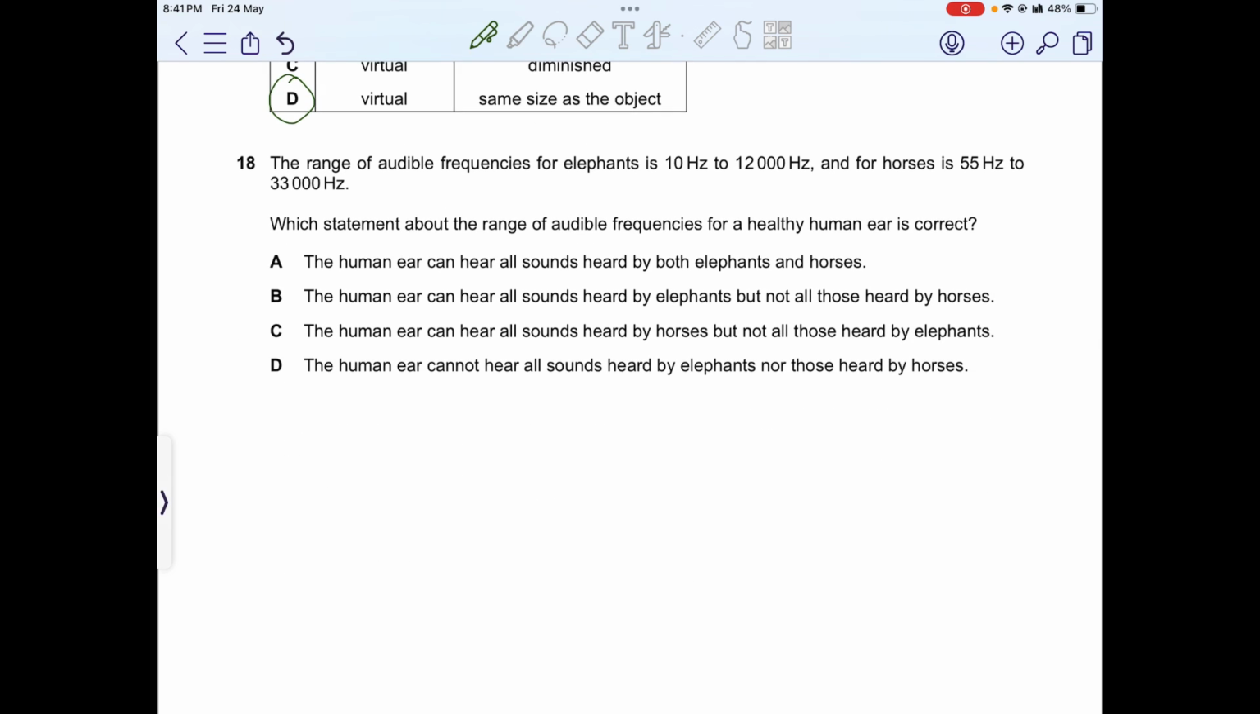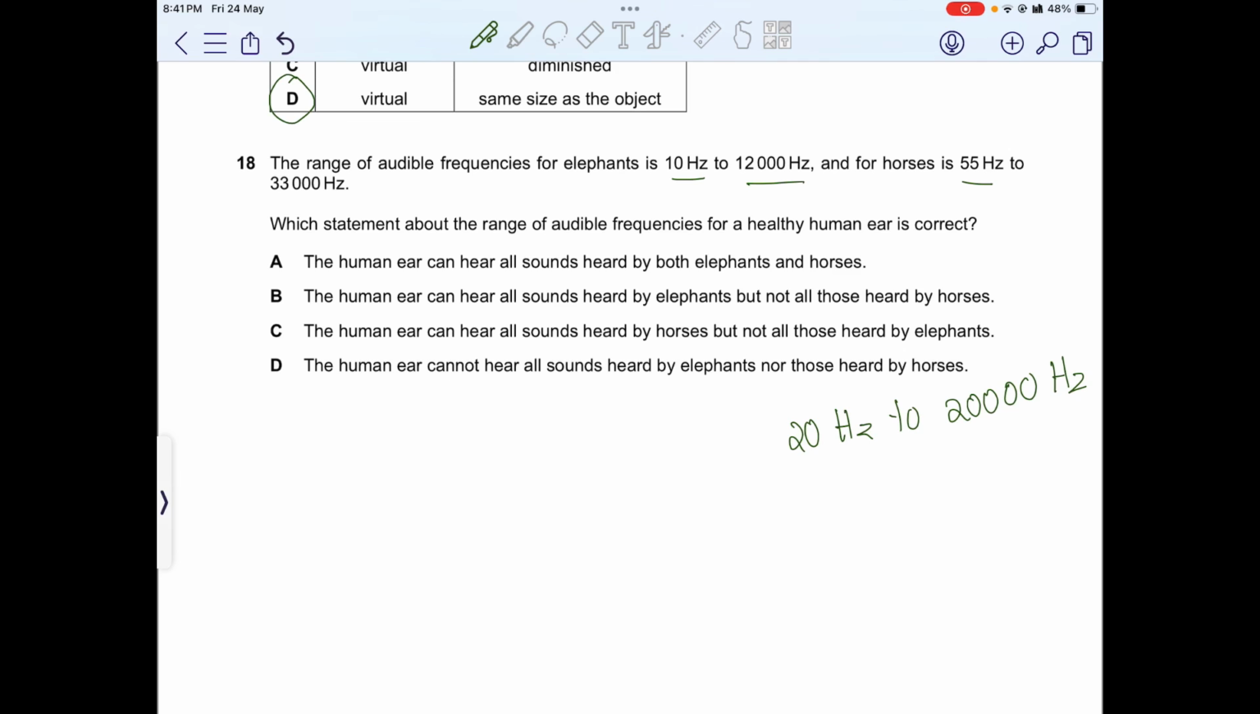The range of audible frequencies for elephants is 10 Hz to 12,000 Hz, and for horses it's 55 Hz to 33,000 Hz. Which statement about the range of audible frequencies for a healthy human ear is correct? If you go through the options quickly, you will realize it asks us to compare the human ear with the sounds heard by elephants and horses. Instantly, humans basically have 20 Hz to 20,000 Hz. That means we cannot hear all the sounds that can be heard by elephants because they hear below 20 Hz, and horses can hear above 20,000 Hz.